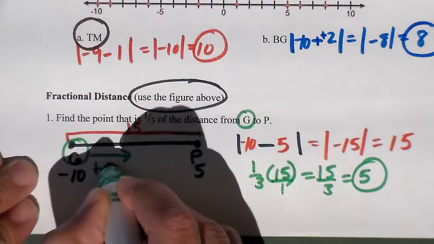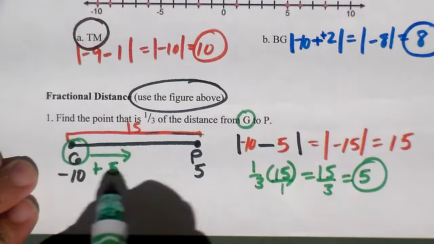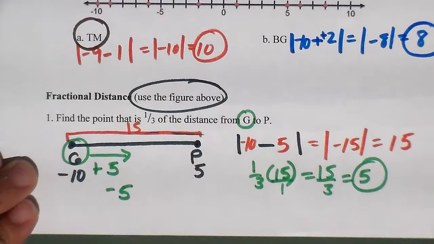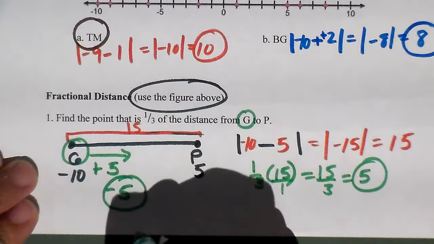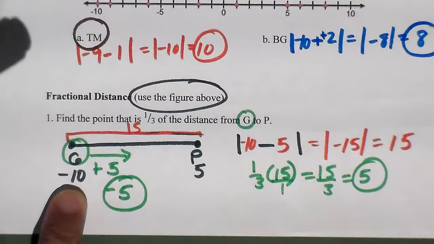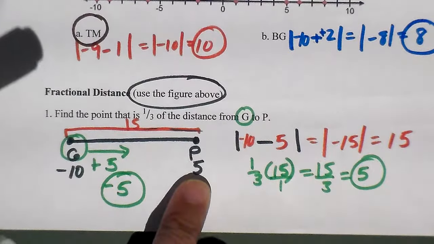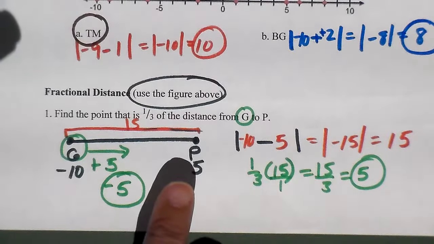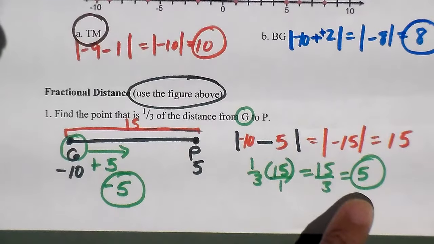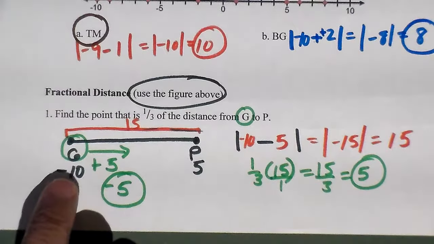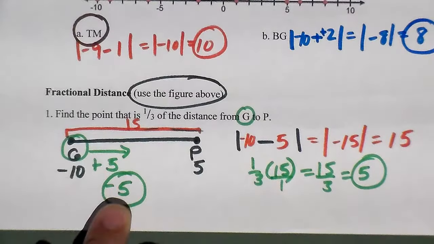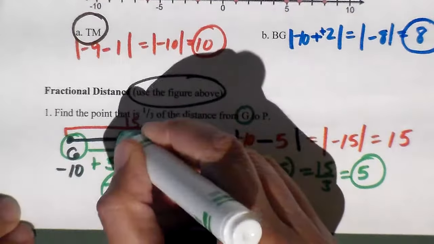So I'm going to add 5. Start at -10 and add 5, and where are you going to end up? Good job! You'll end up at -5. That is the point that is 1/3 of the distance from G to P. I didn't want to go the whole 15, I only wanted to go 1/3 of the 15. 1/3 of the 15 is 5. That puts me at -5 on the number line, right there.